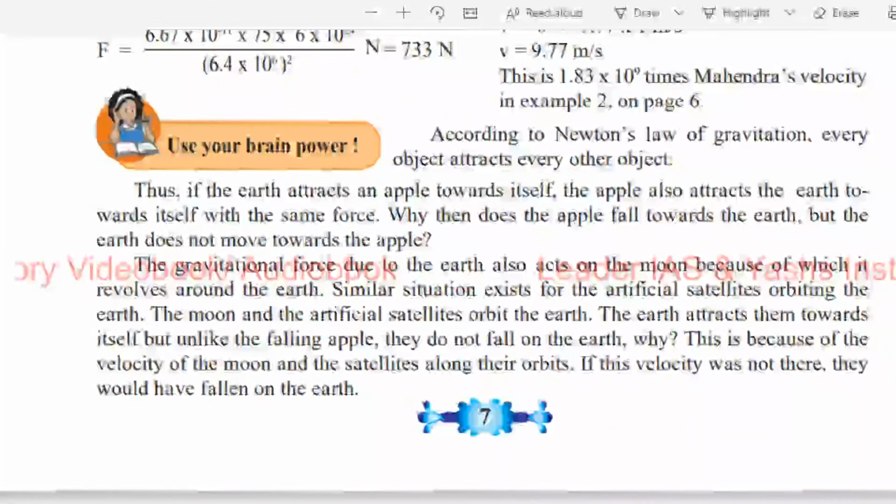The moon and the artificial satellites orbit the earth. The earth attracts them towards itself, but unlike the falling apple, they do not fall on the earth. Why? This is because of the velocity of the moon and the satellite along their orbit. If this velocity was not there, they would have fallen on the earth.